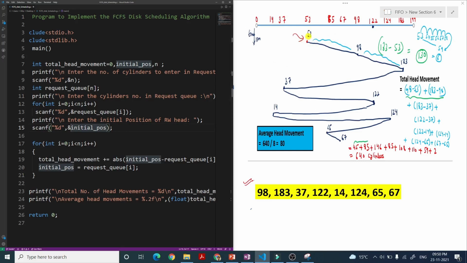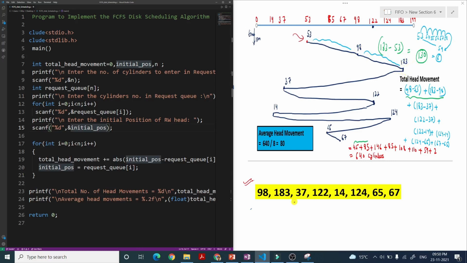When we move from 53 to 98, we have to find the distance between 98 and 53. So what we will do is move one by one to these track numbers or cylinder numbers. We move to 98, then we do 53 minus 98, that is, we just find the difference between these two. Next we move to 183, so we find the distance between 98 and 183, that is, the previous position of the read write head and the current position of the read write head.